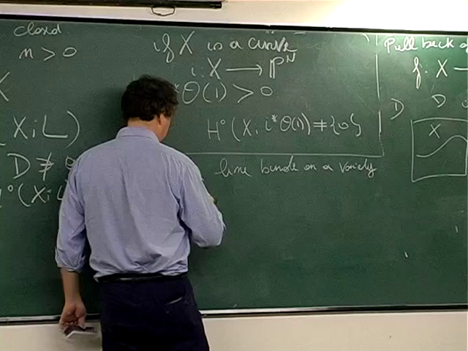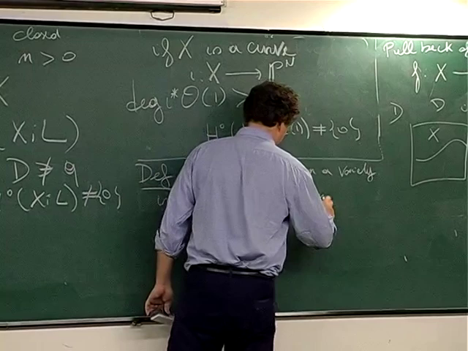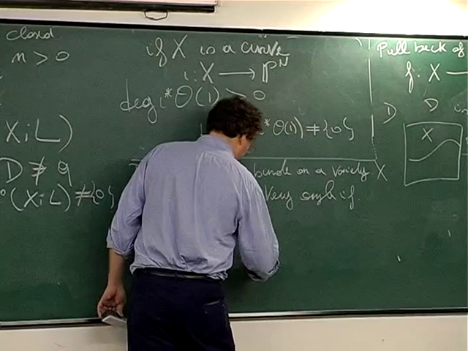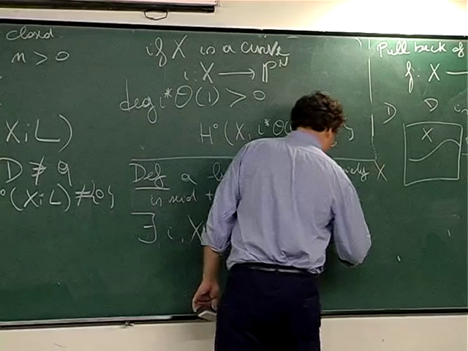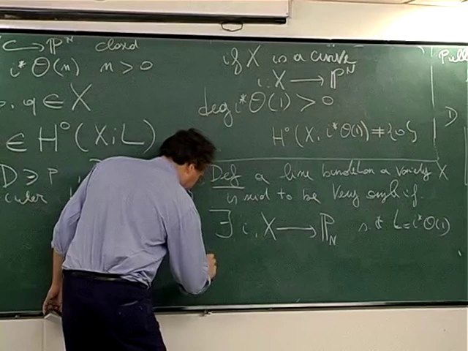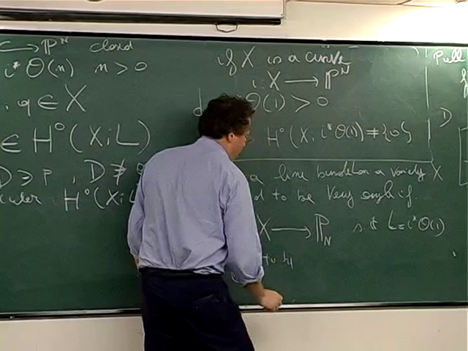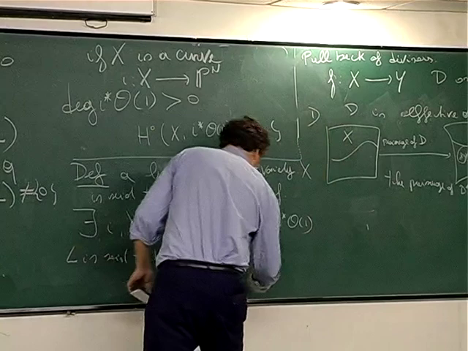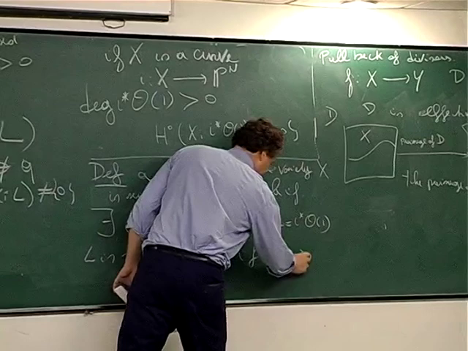L is said to be very ample if there exists an embedding i of X in Pn such that L is equal to i upper star O(1). And L is said to be ample if there exists n strictly positive such that L tensor n is very ample.